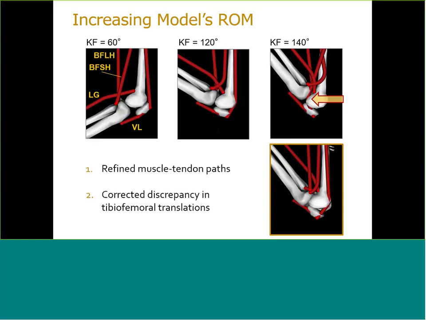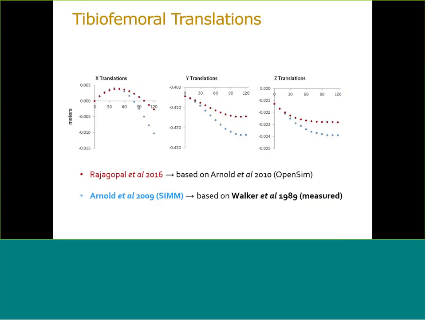In the process, we also corrected a discrepancy in the tibiofemoral translations. So you can see here in the existing model, the tibia starts translating away from the femur when the knee is highly flexed. So to investigate this, we went back and we plotted the X, Y, and Z translations of the tibia with respect to the femur. And we did this for the Rajagopal model, which is shown here in red. And that was based on Edith Arnold's 2010 model.